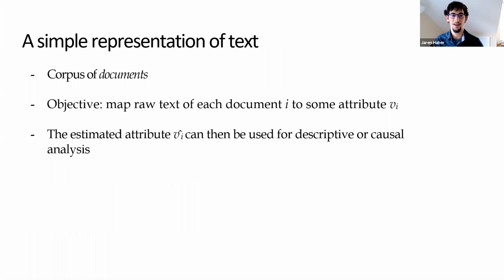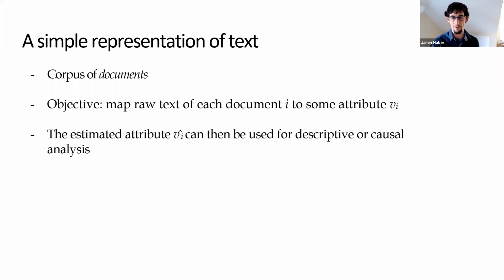Okay, so in our model of text that we often work with in NLP, we start with a corpus of documents. Document is a kind of broad term: it could be a tweet, a speech, a website, or a journal article, with lots of different representations, varying length, complexity, and also domain-specific language. The objective here is really to map some aspect of the raw text, the text itself, onto some attribute V, which is often an output. And then our estimate for that attribute can be used for descriptive or causal analysis.